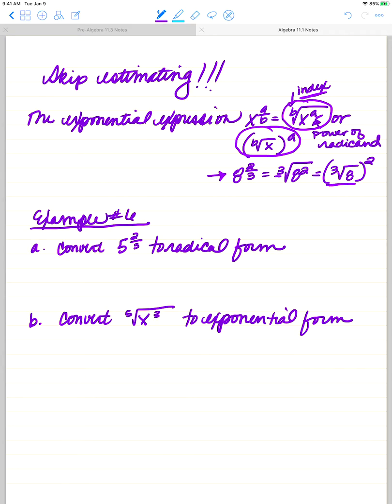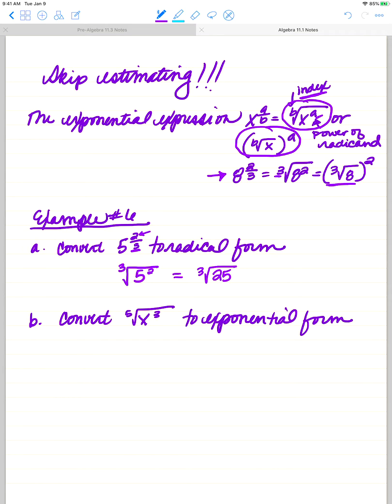Okay, so example number 6 says convert 5 to the 2/3 to radical form. 5 is my radicand. My index is what root it is, and that's always the denominator. So there's my index. And my numerator is always the power of the radicand. So that would be the cube root of 5 squared. And I'm going to simplify that because I know what 5 squared is. That's the cube root of 25. That is converting 5 to the 2/3 power to radical form.